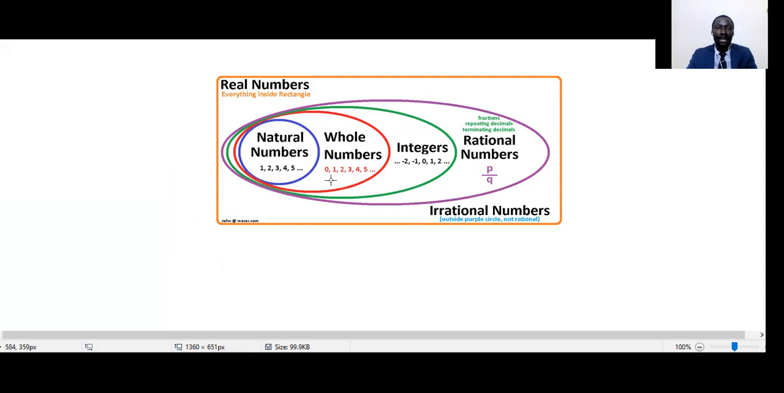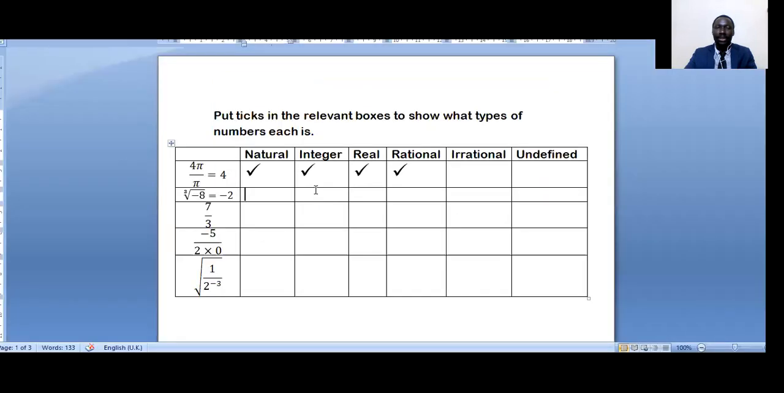No, whole numbers don't have negatives. How about integers? Yes, integers do have what? They do have negatives. And so we can say -2 is what? It is an integer. That is where we go. So -2 is an integer.